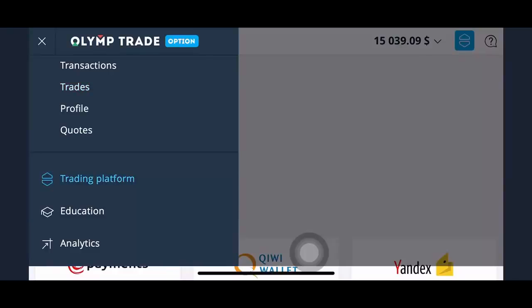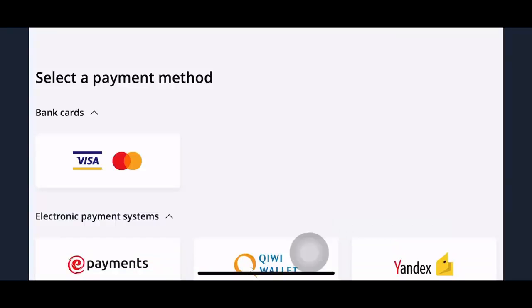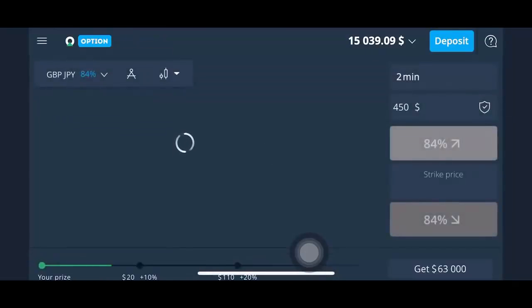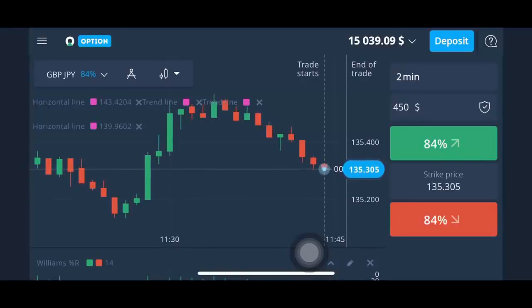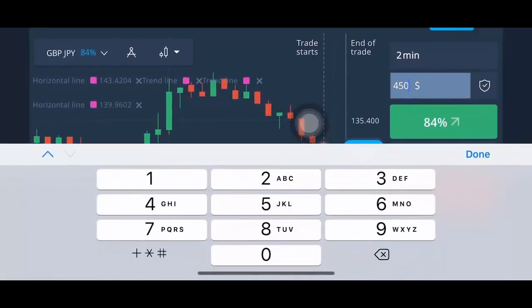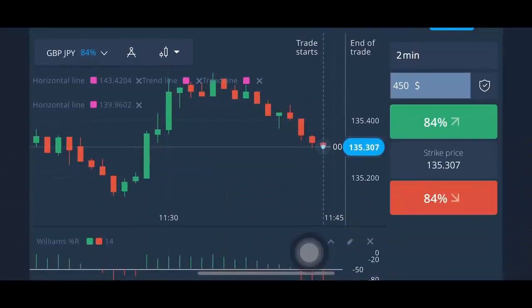Now let's go to the trading platform real quick and we will try to do some trades. Let's try and open a couple of trades here. Let me show you guys how exactly I trade. So, 2-minute time frame, $450.